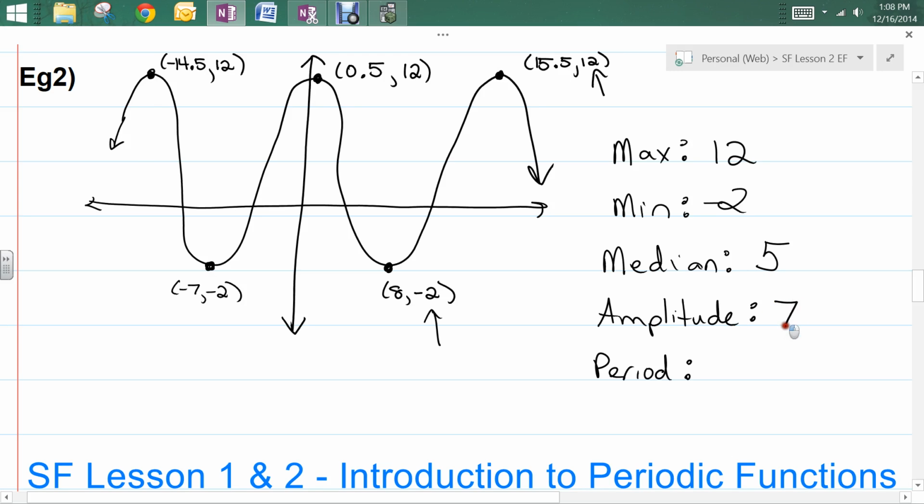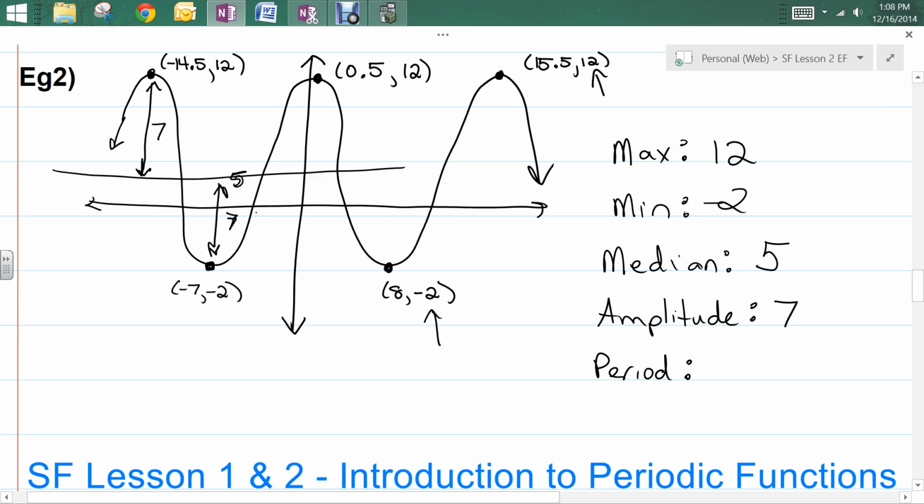The amplitude, though, is 7. It's half the distance from the min to the max. So 12 and -2 are 14 apart. Half of that is 7. Once I had the median, and the median is at 5, that's not drawn very well, but you get the idea. The amplitude is how much further it is above or below the median. 12 is 7 above 5. -2 is 7 below 5. That's one way to do it.